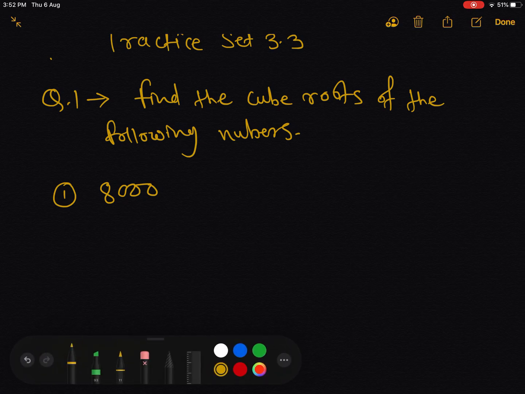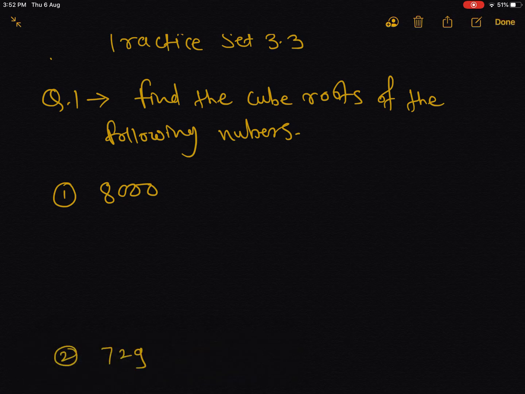Find the cube root of the following numbers. First number is 8,000. You have to find the cube root of this number. First, we take the prime factors of this number 8,000. You find the prime factors.